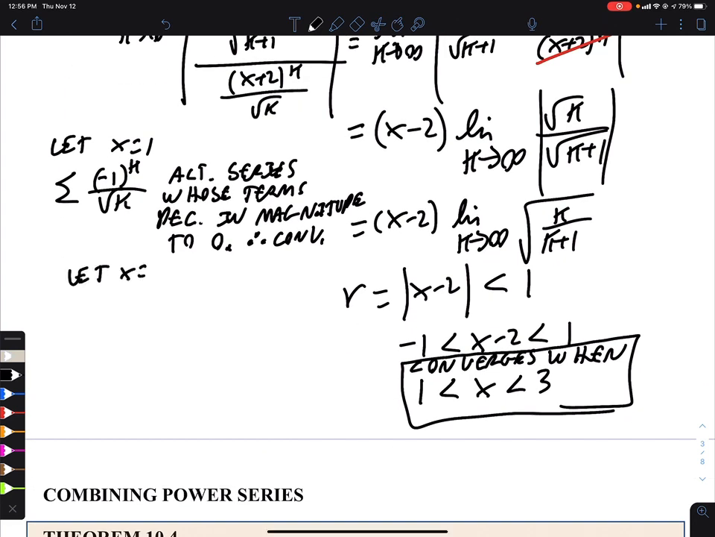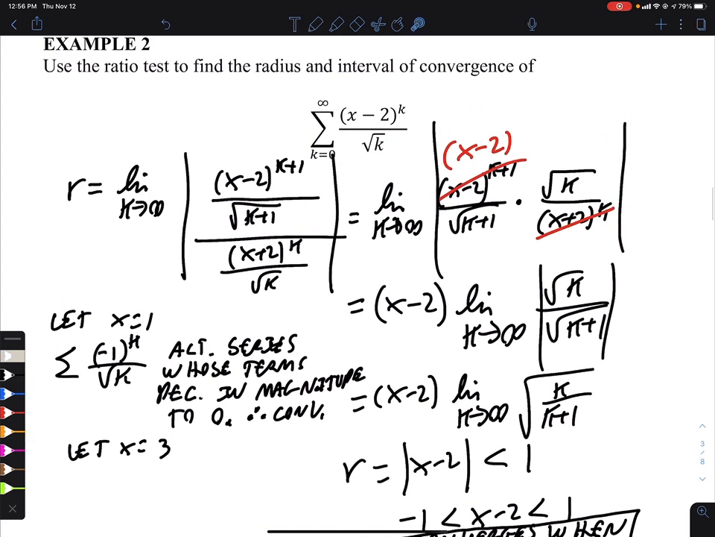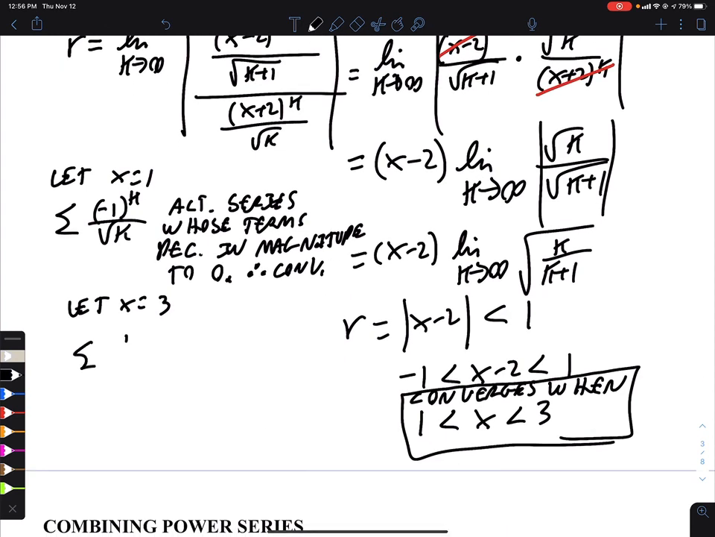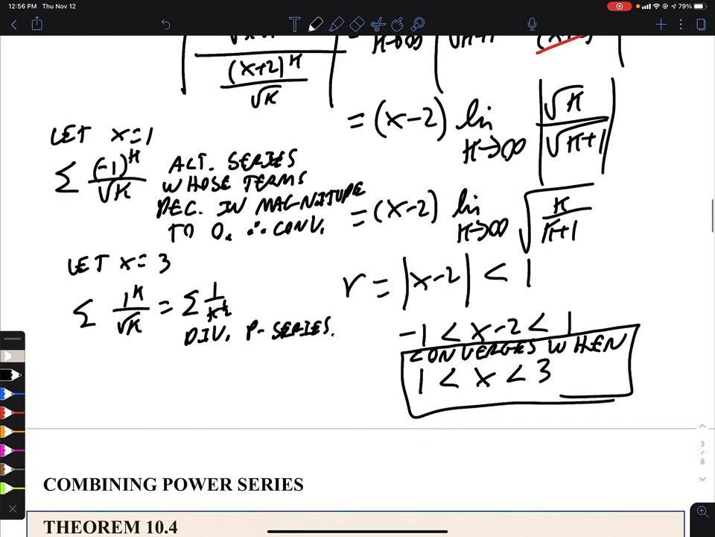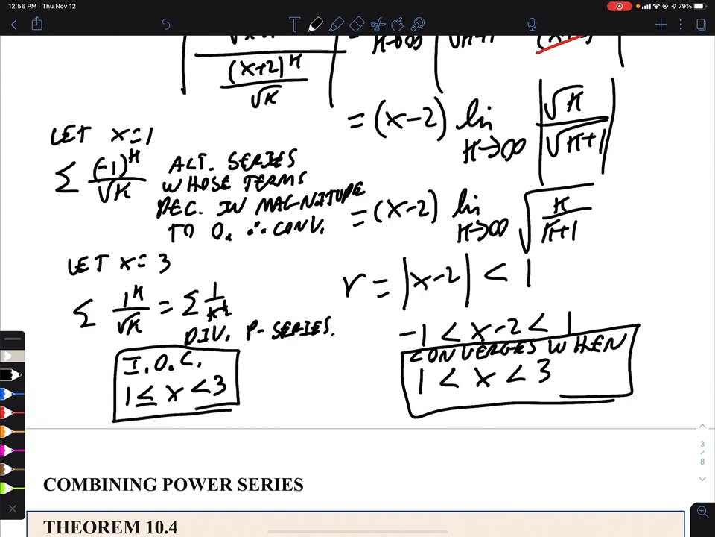Let x equal 3. When we plug in a 3, it'll be 3 minus 1. So we're going to get this 1 to the k over radical k, which is just 1 over k to the 1/2. This is a divergent p-series. So it diverges at 3. Therefore, our conclusion: at 1, it converges, but at 3, it diverges.